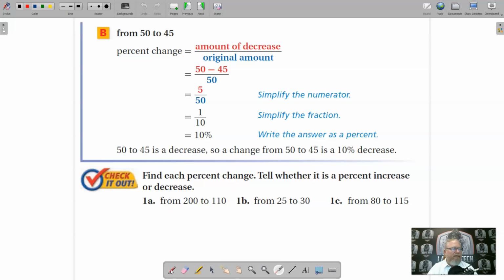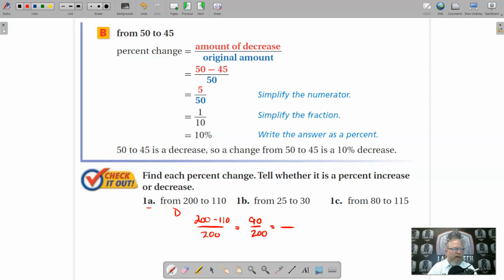So let's do a couple of them here. In the first one, 1A, if we go from 200 to 110, this is a decrease, right? To know the difference, we need 200 minus 110, which gives us a positive number. Our original amount is indeed 200. Well, 200 minus 100 is 100, minus 10 more is 90. So we'd have 90 over 200, and then I could simplify that if I wanted to.